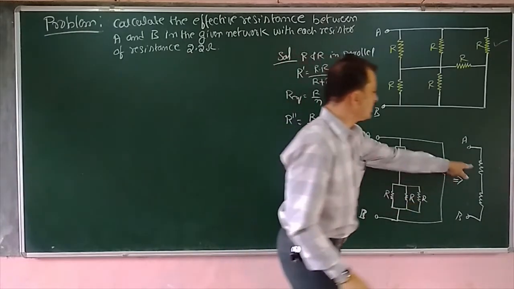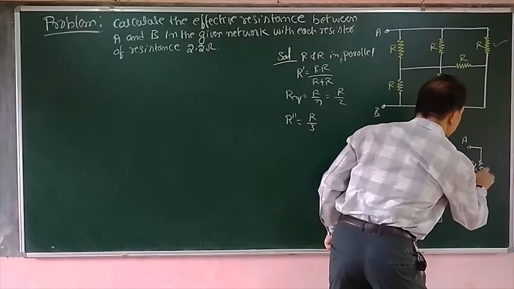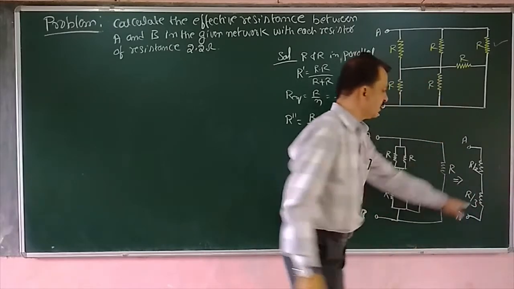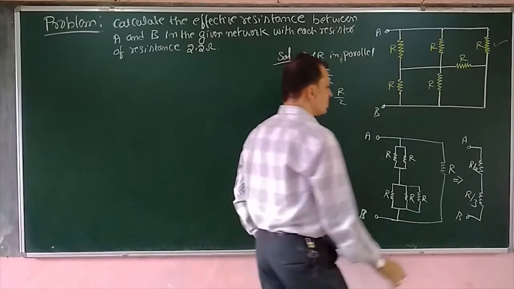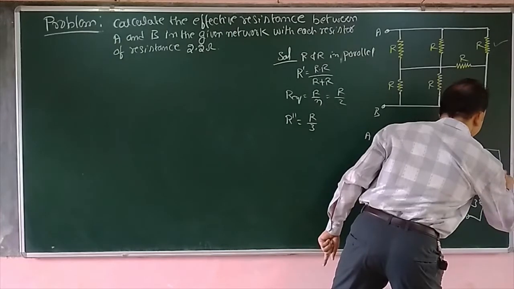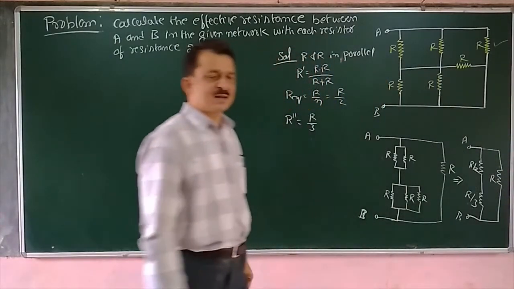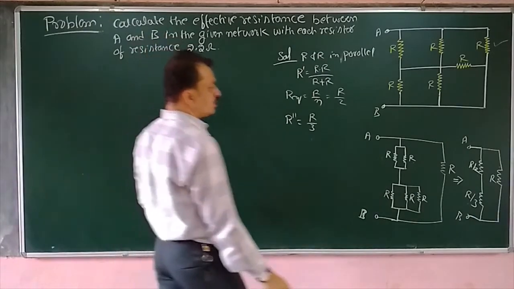Now this one is R by 2. Now this one is R by 3. Now to them a resistor R is in parallel. See, the circuit has reduced. Now they are equivalent.